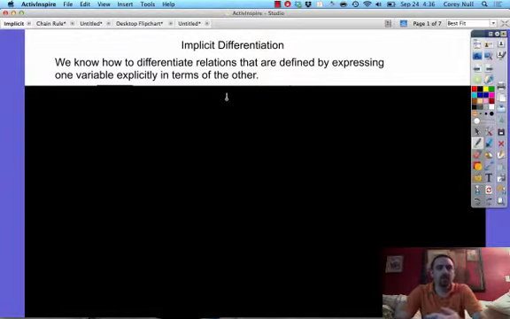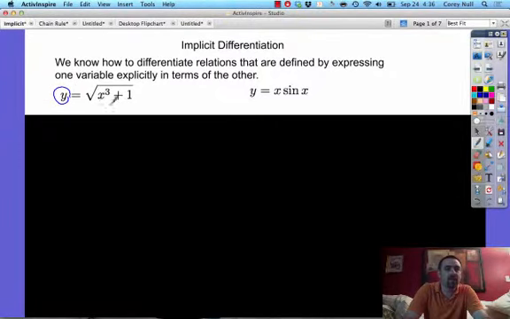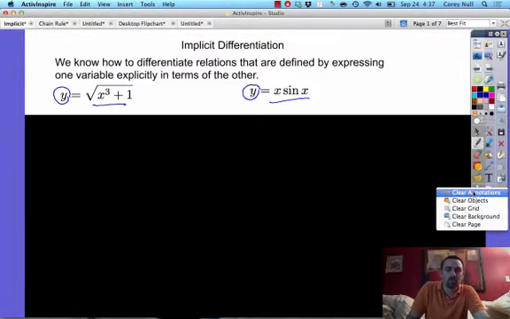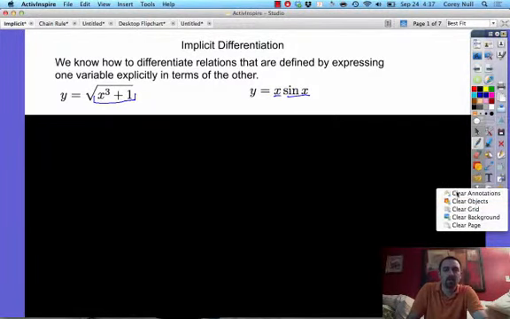Okay, so at this point, we know how to differentiate relations that are defined by expressing one variable explicitly in terms of the other. What I mean by that is that y is by itself on the left, solved for, and everything else on the right has to do with x. Furthermore, we can figure out how to solve this, right? This is a chain rule where here's the inside and the square root function is the outside. This will be product rule, x times sine of x. So we know how to do those problems now.